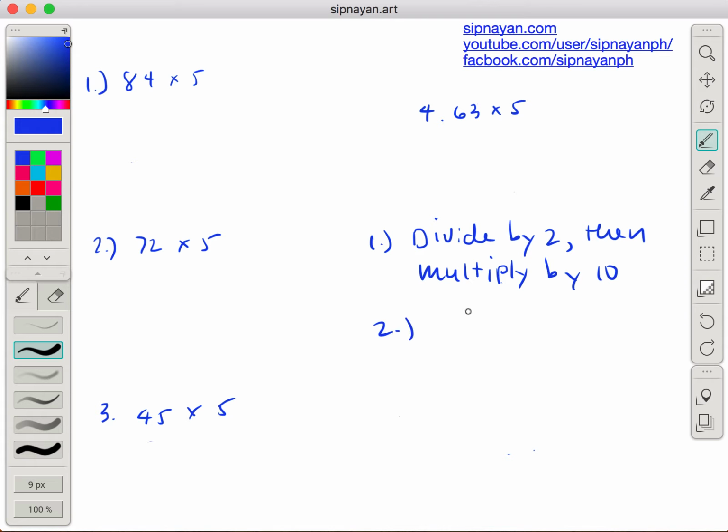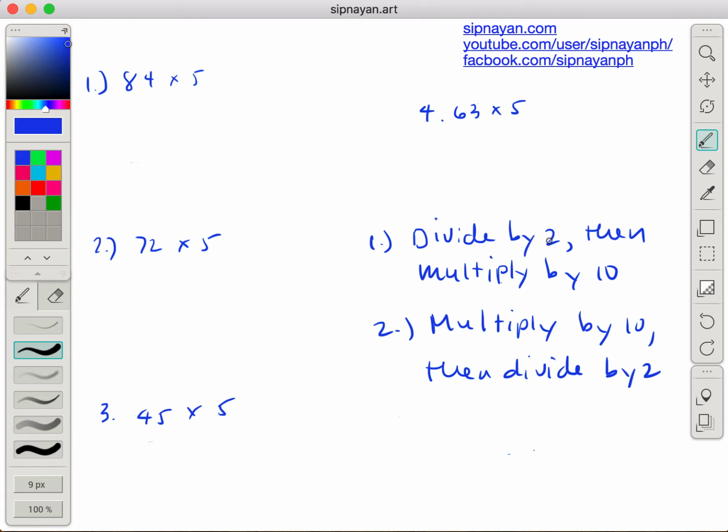Tapos yung pangalawa is babalik rin lang natin to. So, multiply by 10, and then divide by 2. So, mamili kayo sa dalawang methods na yan kung alin yung mas madali kasi may mga pagkakataon na mas madali yung 1, no? Lalo na pag given number. Pag odd number naman, usually ito yung ginagamit, no? Unless na kaya yung i-compute mentally.